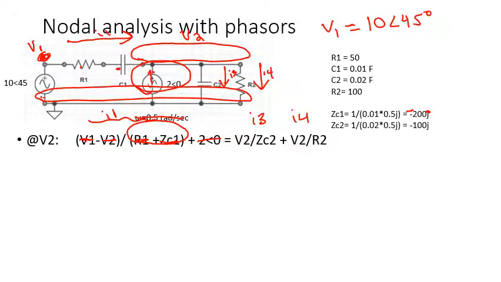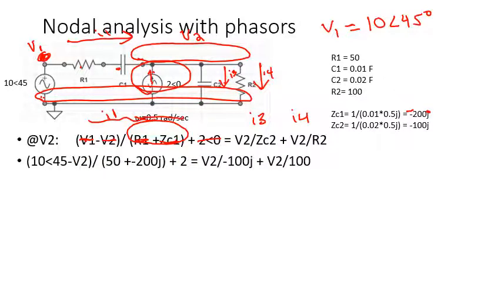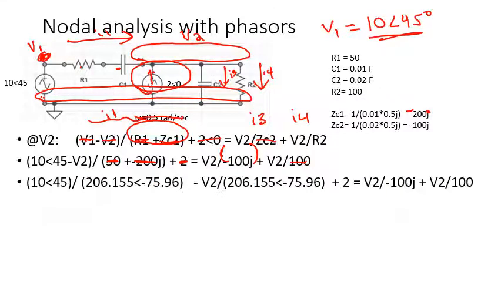Let's plug some things in for that now. So in place of V1, I get to write V1 was 10 phase angle 45. V2 I don't know, that's what I'm going to solve for. In place of R1 I get to write 50. And in place of ZC1 I get to write negative 200J. 2 phase angle 0 is really the same thing as 2. In place of ZC2 I get to write negative 100J. And in place of R2, I get to write 100. Just plugging in there. Now, I have really 10 phase angle 45 minus V2 over this whole thing.